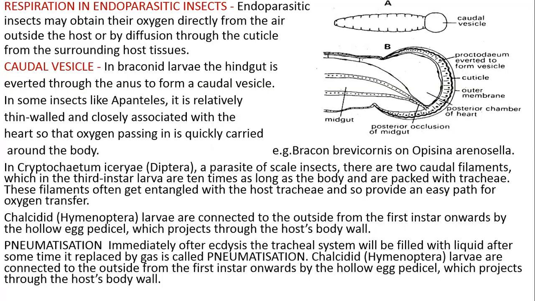Respiration in endoparasitic insects. Endoparasite insects may obtain their oxygen directly from the air outside the host or by diffusion through the cuticle from the surrounding host tissues.